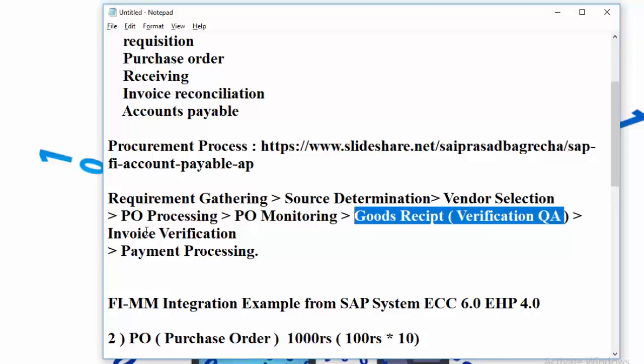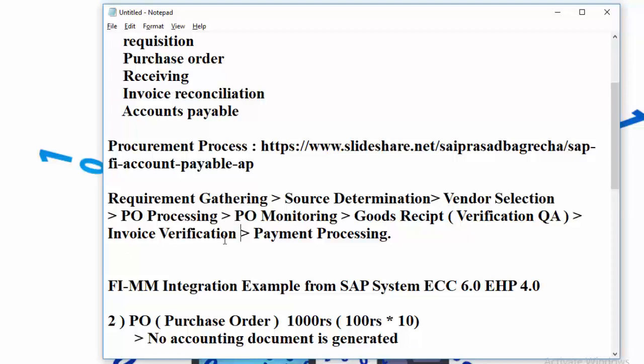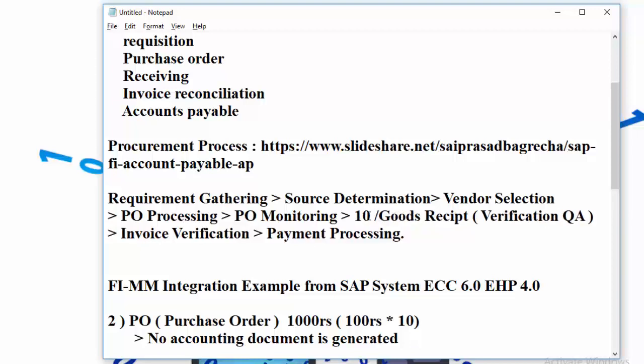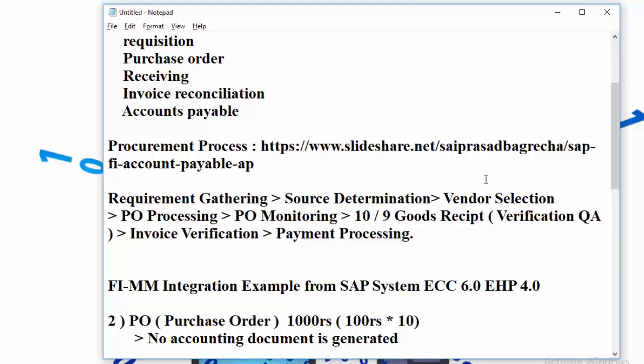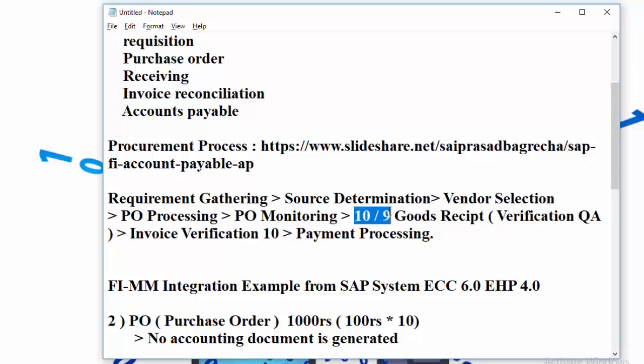Again, there will be an invoice verification. The vendor will also send a bill or an invoice, and you will have to verify the invoice with the material which you have received. Suppose you have ordered a quantity of 10, but what you have received is a quantity of 9, but the vendor has sent an invoice for a quantity of 10. So again you will have to do the invoice verification, and make certain changes based on the quantity which you have received and the invoice which you have received.